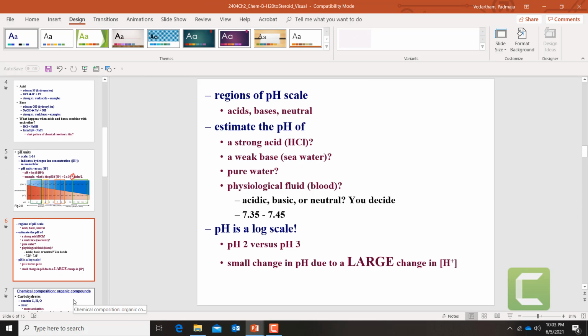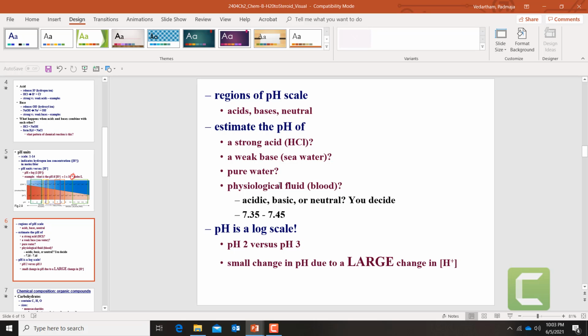And I'm going to ask questions like that. So a weak base, strong acid, pure water, which is at pH 7. If we want to estimate the pH, strong acid is about 2, weak base is about 7.5, right? Pure water is 7.